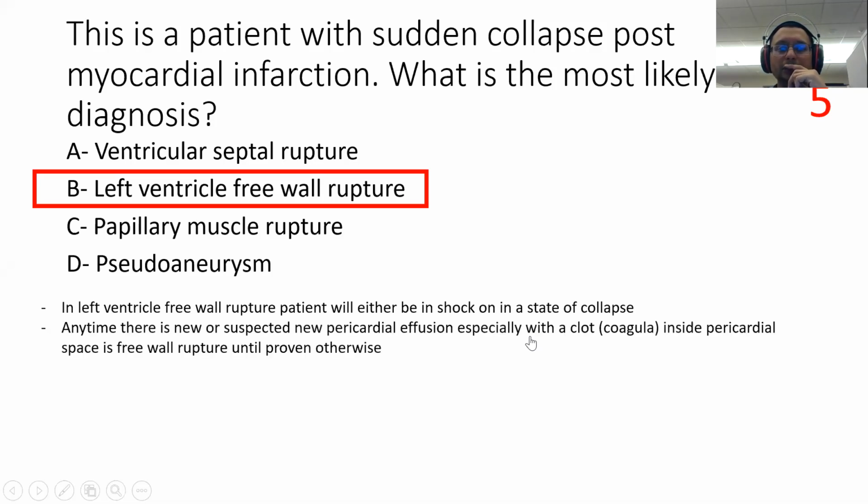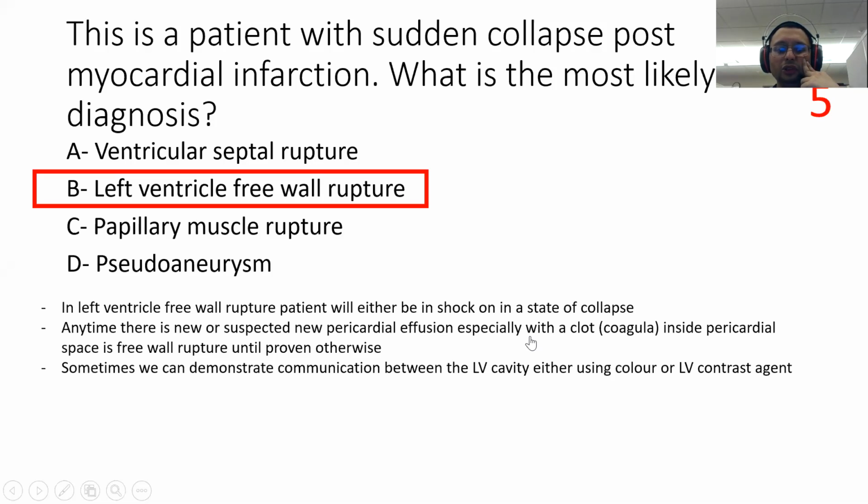Anytime there is new or suspected new pericardial effusion, especially with a clot inside the pericardial space, it is free wall rupture until proven otherwise. Now, sometimes we can demonstrate communication with the LV cavity, either using color or LV contrast agent. So this patient's only hope for survival is an immediate trip to the operating theater.